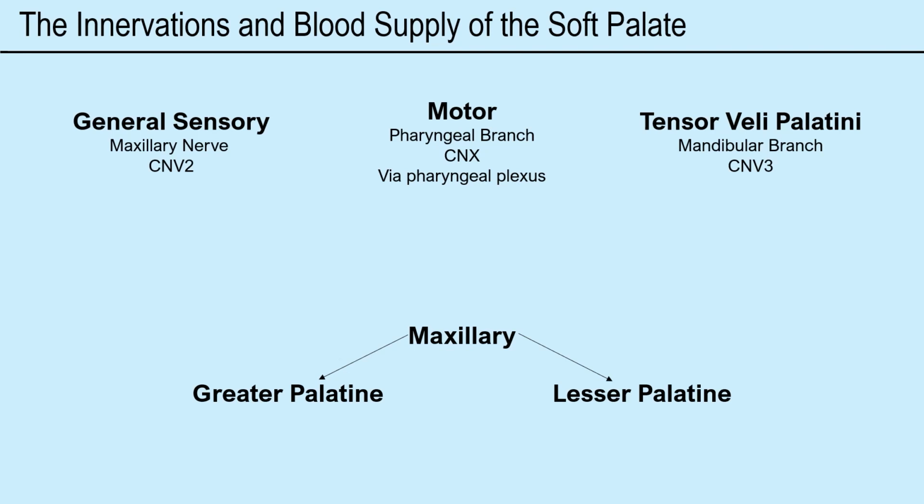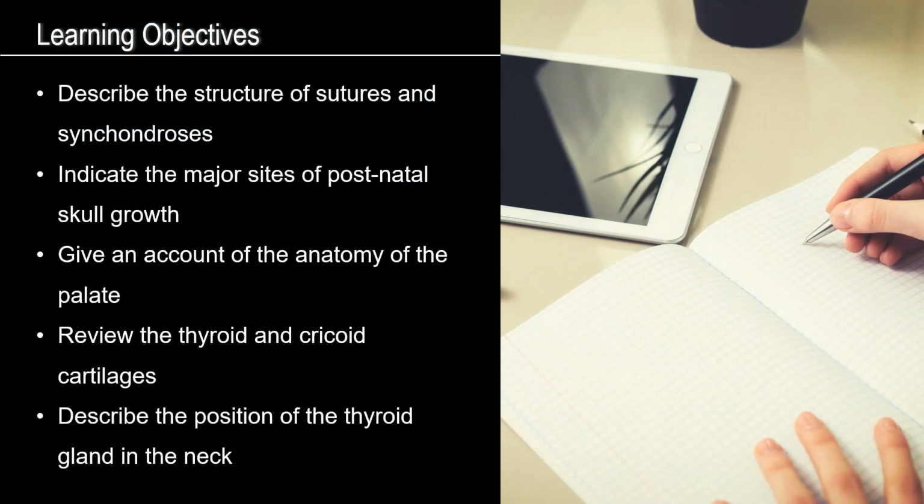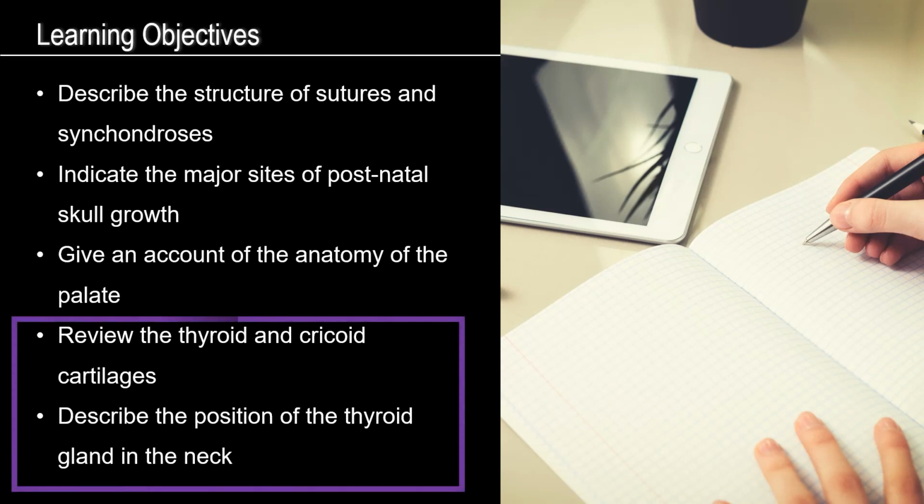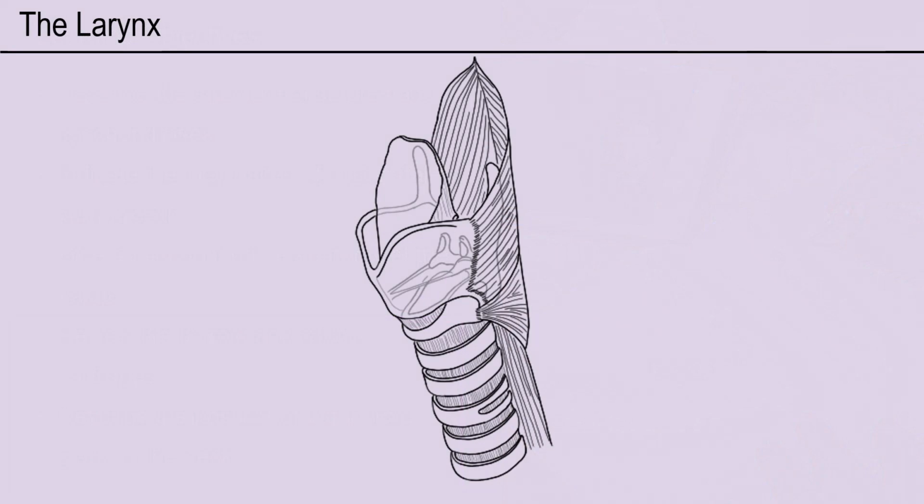So let's revisit the learning objectives before moving on to part 3 of this video. Now we have covered the sutures and the palate, let's have a final recap of the thyroid and the cricoid cartilages of the larynx and view how the thyroid gland sits within the neck. Here we have a view of the larynx and the pharynx. The two cartilages we are concerned with today are the thyroid cartilage and the cricoid cartilage.